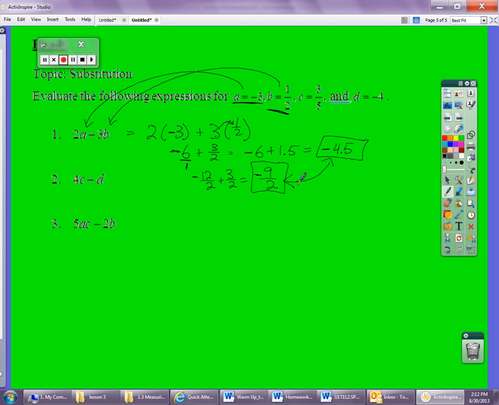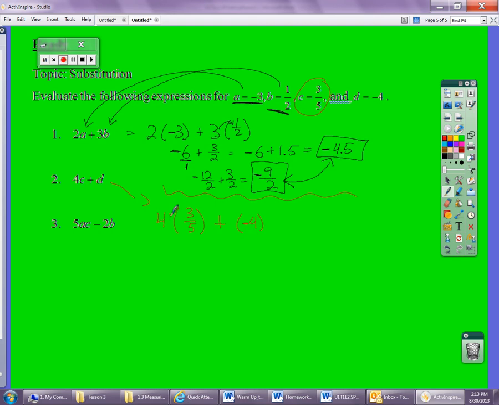And I will complete number 2 also, and then you can work on the rest for homework. And we'll go over them tomorrow in class. So it says 4c plus d, so we're saying c is 3/5. So we're going to do this one down here. So we'll do 4 times 3/5 plus d, and d is negative 4, so we're going to say plus. Now I like to write my negatives inside parentheses so I don't get my signs confused. So I have 4 times 3/5 plus negative 4.